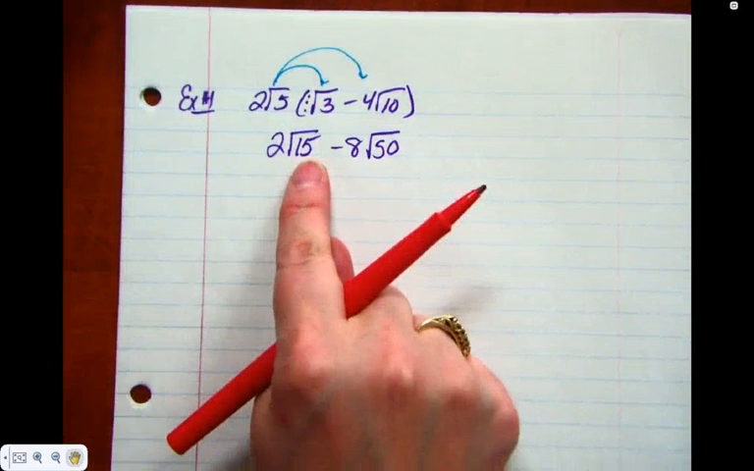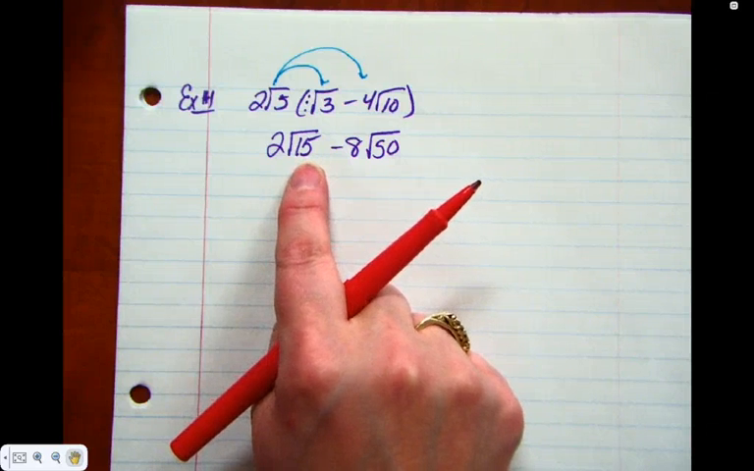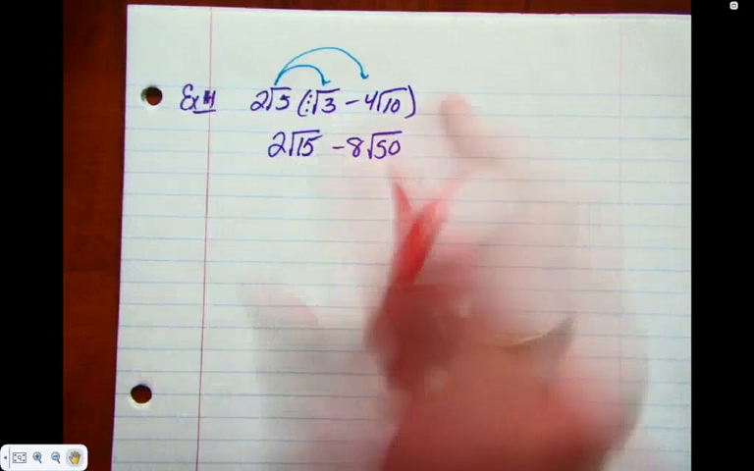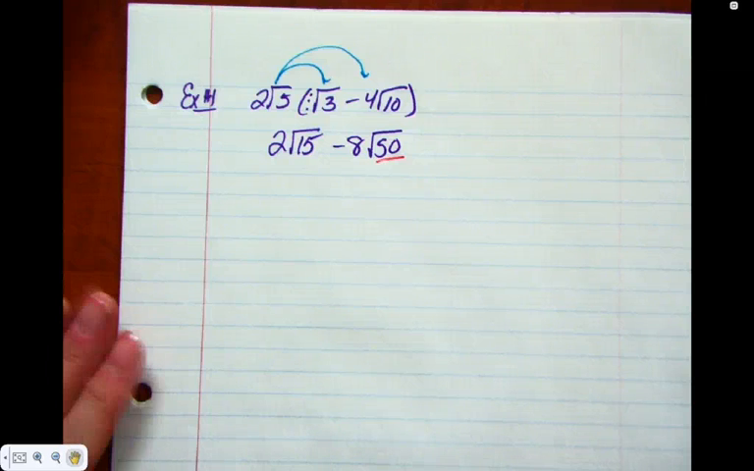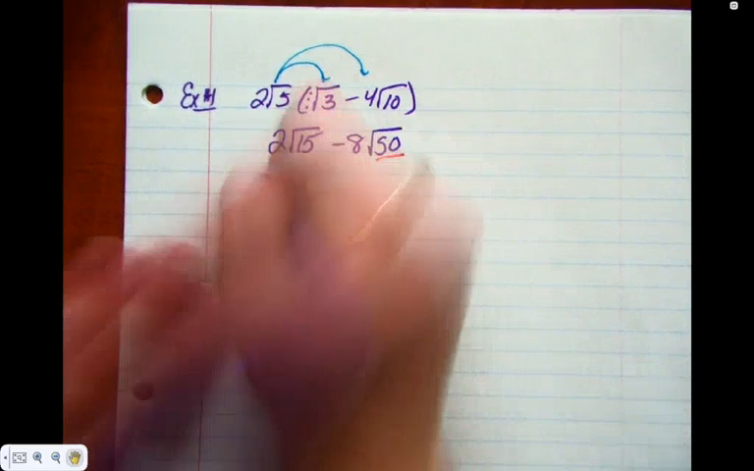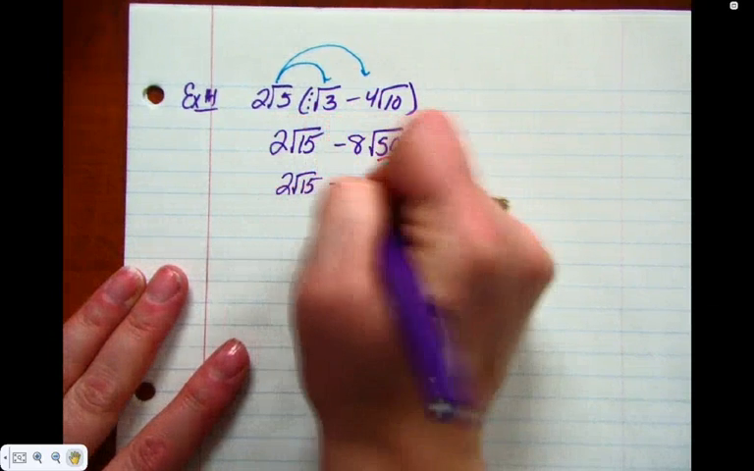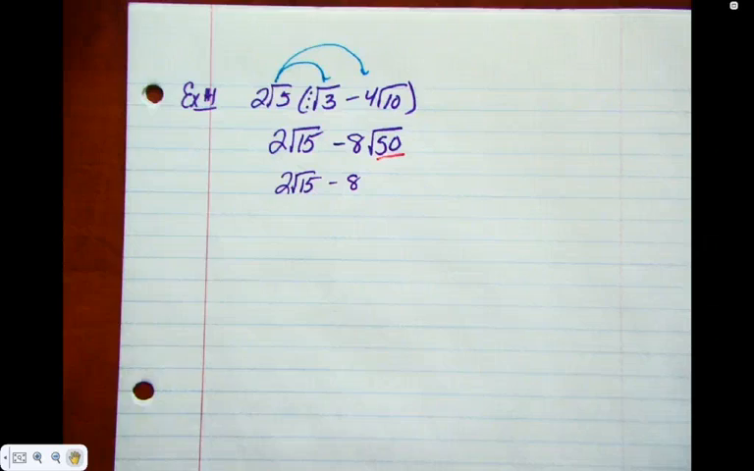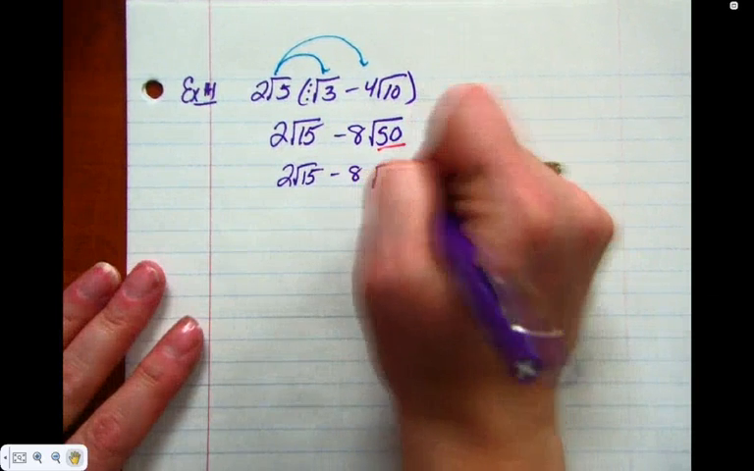Can we simplify a root of 15? Is there any factor of 15 that is a perfect square? Nope. What about 50? Either prime factor or if you can see the factor, is there a perfect square hiding within 50? What is it? 25. Okay, so I'm going to leave the 2 root 15. It's as simplified as it can be. I'm going to leave that negative 8 out front. And I'm just going to break up the 50 into 25 times 2.